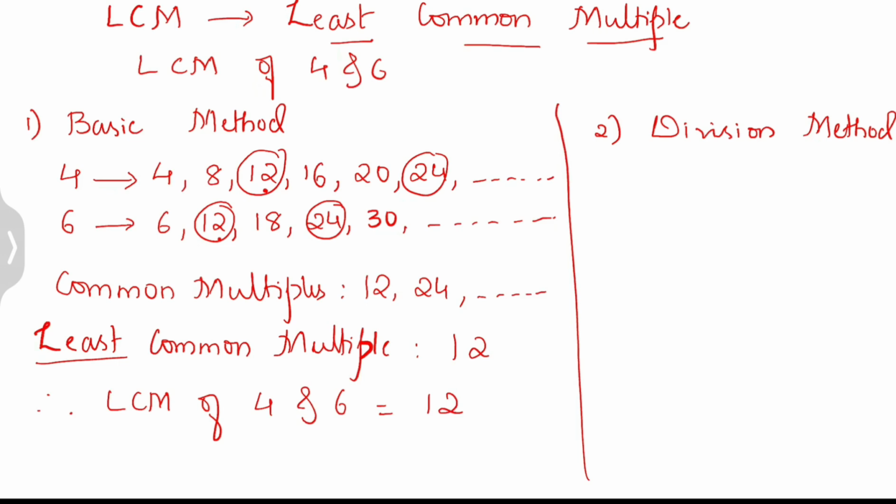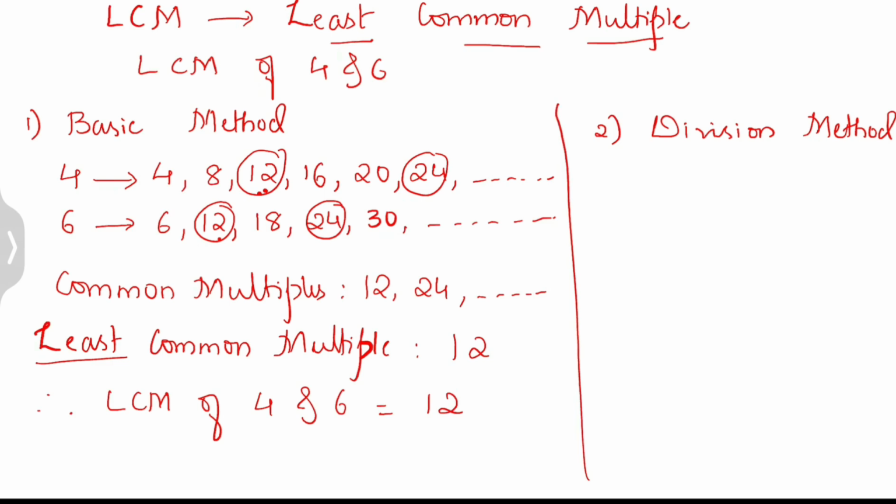So what is first, what we have to do? Multiples. We have to write down multiples of 4, multiples of 6. Next, common multiple, which is common between 4 and 6. So 12, 24 and many more are common. But we want the least common multiple, which is the least number which is common multiple for both 4 and 6. That is 12. So 12 is the number which is common multiple for both 4 and 6 and it is also the least common multiple. Hence LCM of 4 and 6 is 12.